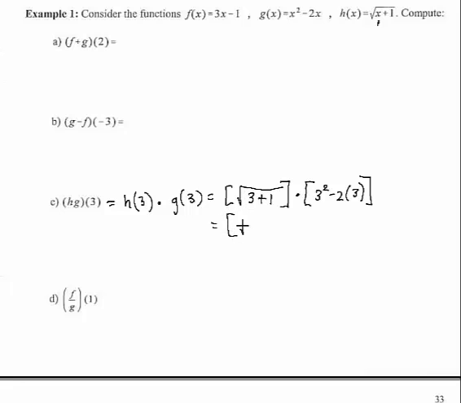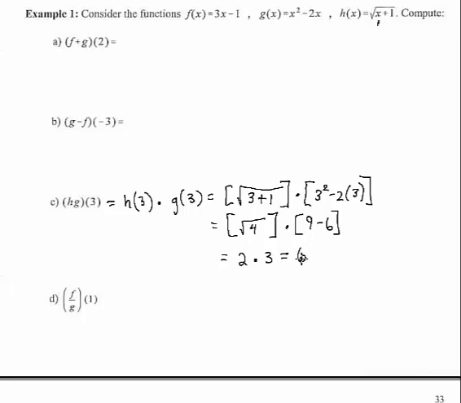And we have in the first set of brackets 3 plus 1 is 4, so the square root of 4. 3 squared is 9. 2 times 3 is 6, and so we subtract 6 in the second bracket. And now we have square root of 4 is 2, and I'll just leave the brackets off. And 9 minus 6 is 3. 2 times 3 gives us 6.